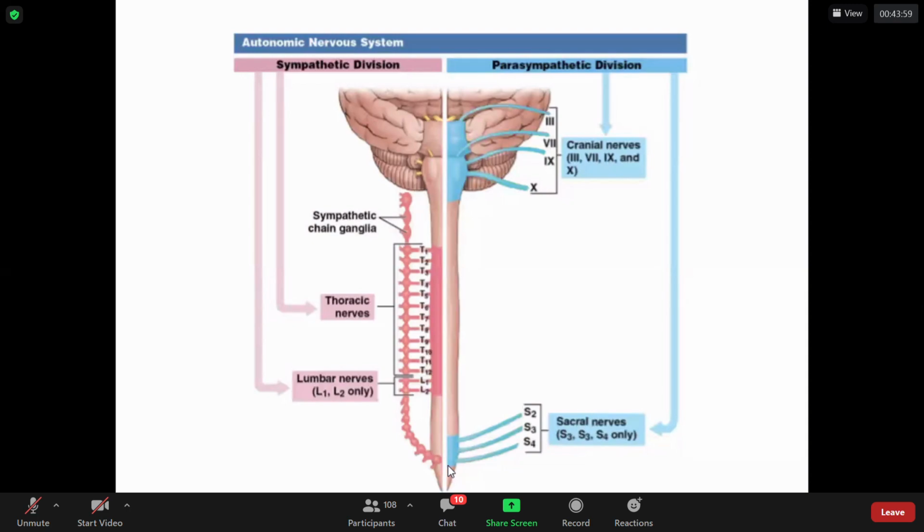Okay. So you can see this is the craniosacral outflow. Why is it craniosacral?